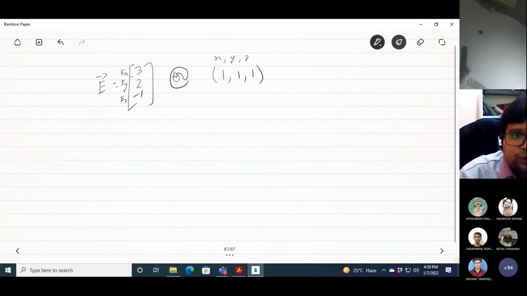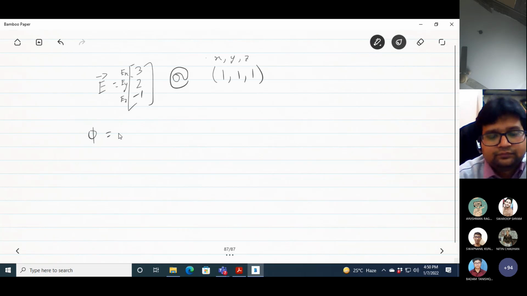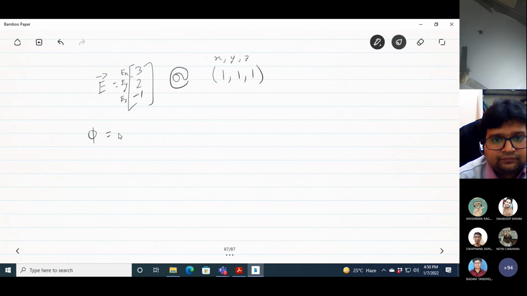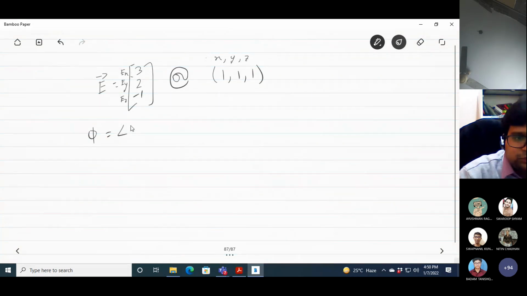Now I want to transform this electric field from the Cartesian coordinate system to the cylindrical coordinate system. For that, at first I need to find out phi. How to find out phi? What is phi here? 45. That is basically the angle of 1 plus 1j. So that is basically 45 degrees. Okay, so phi is 45 degrees.